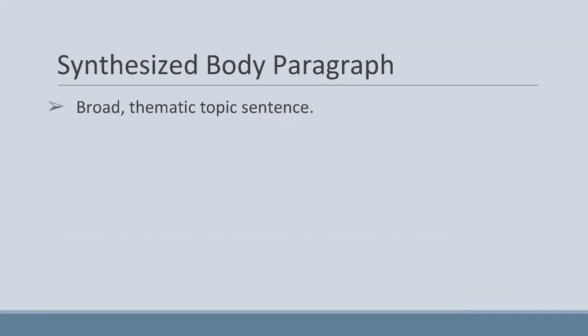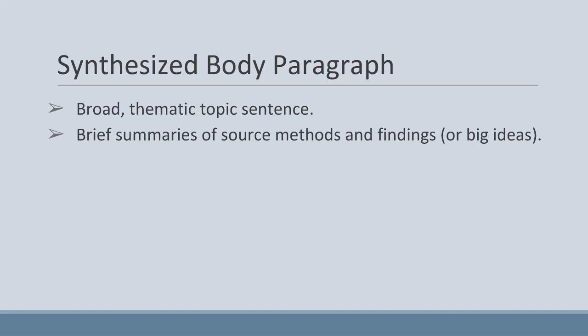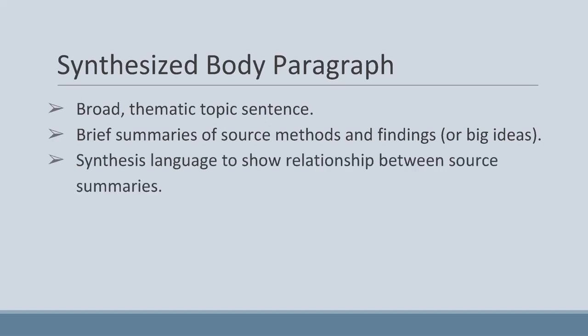We provide a broad thematic overview introducing the main theme. We provide brief summaries of the main topic, methods, findings, or big ideas of each of our sources. We use synthesis language to clearly build connections between those sources. And finally, we wrap the paragraph up with a concluding statement that combines the knowledge that these 3 sources give us into one final new idea.